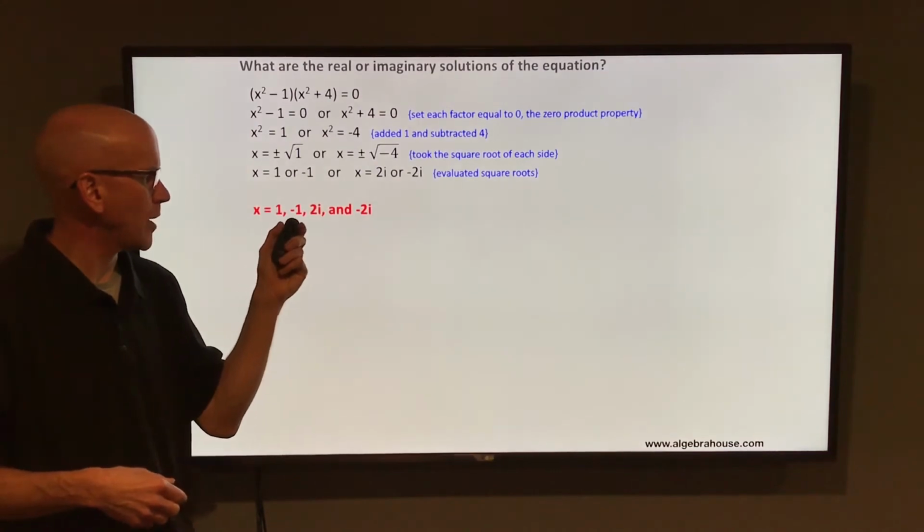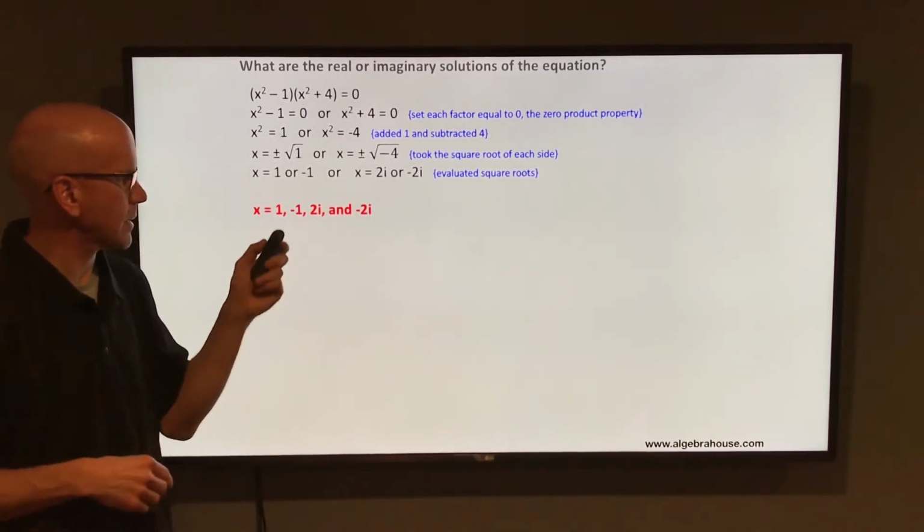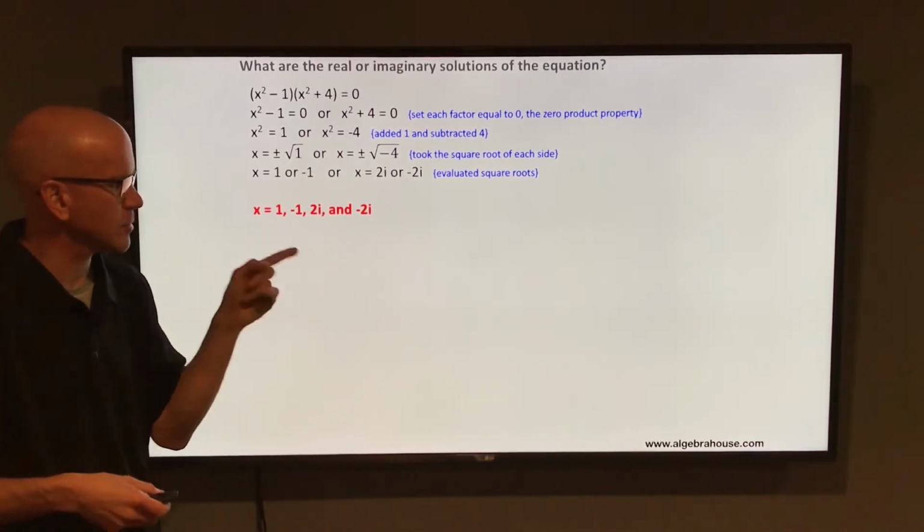4 solutions are 1 and negative 1, 2i and negative 2i. If you graph this, it would only hit the x-axis at 1 and negative 1. There is no 2i and negative 2i on the x-axis. Those are the 4 solutions.